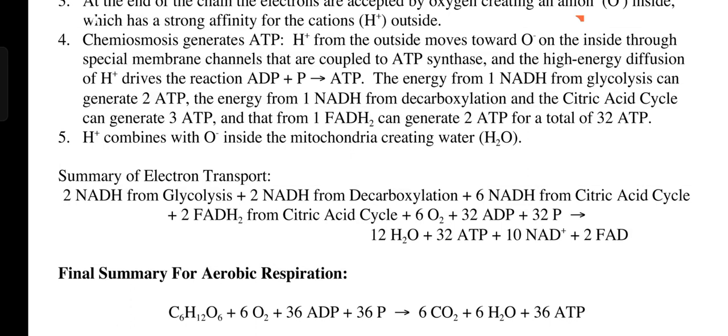The energy from one NADH from glycolysis can generate 2 ATP. The energy from one NADH from decarboxylation and the citric acid cycle can generate 3 ATP, and that from one FADH2 can generate 2 ATP, for a total of 32 ATP. Number 5, H positive combines with O negative inside the mitochondria, creating water, H2O.